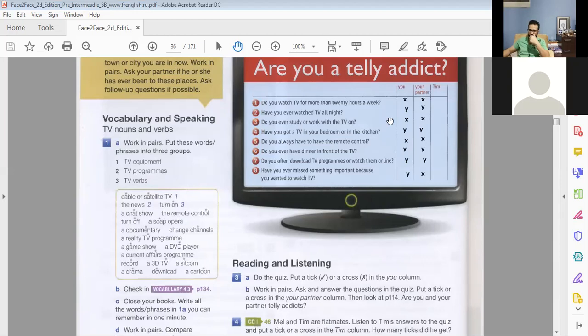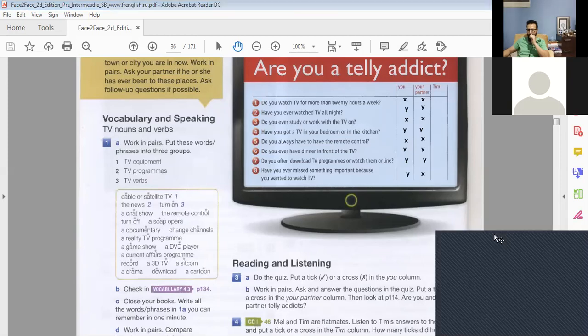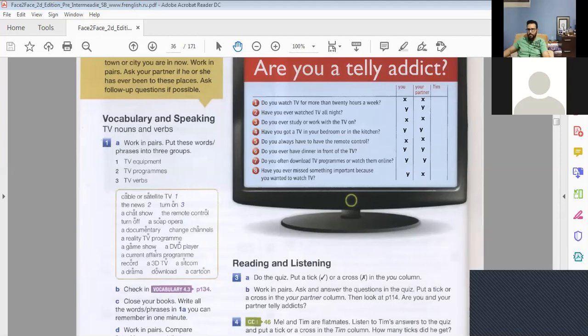Is it okay if I turn on the TV for a bit? I've got a better idea. Let's do this quiz. It's about telly addicts. Me? I don't watch TV very often. Yeah, right. OK, let's find out if you're a telly addict. Here's the first question. Do you watch TV for more than 20 hours a week?